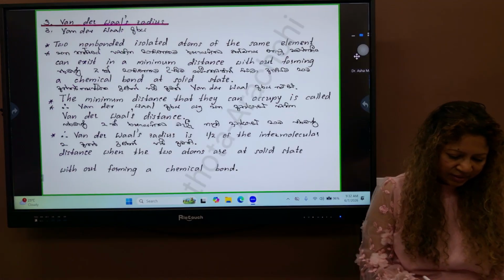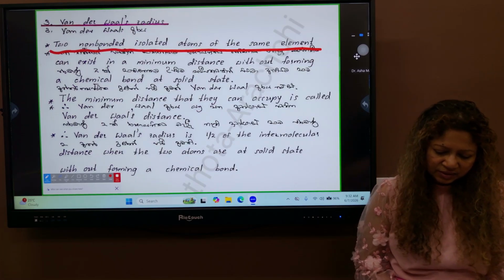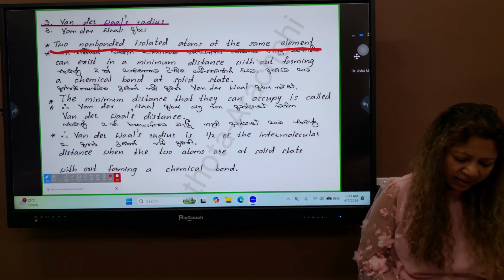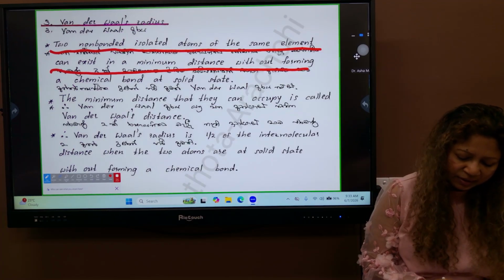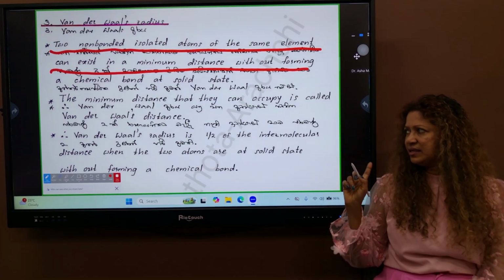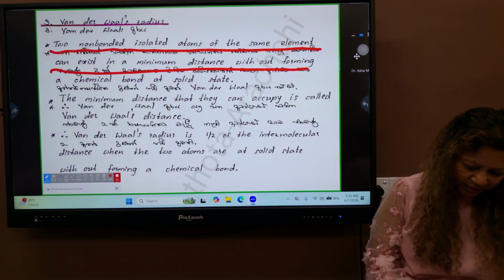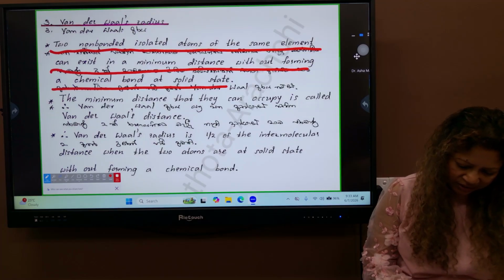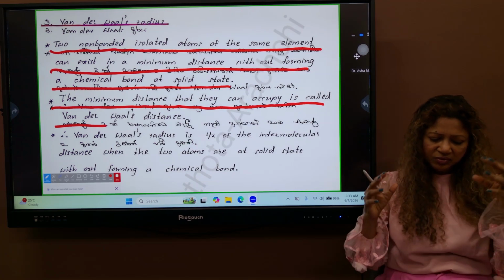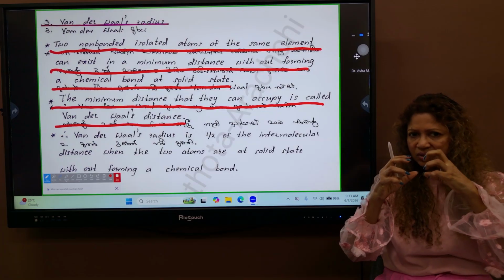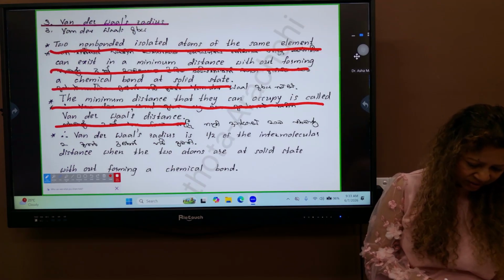Van der Waals radius. 2 non-bonded isolated atoms of the same element can exist at a minimum distance without forming a chemical bond at solid state, because this connection is not a real chemical bond. The minimum distance that they can occupy is called the van der Waals distance. 2 different atoms can get closer to a certain level, not very close. That distance is the van der Waals distance.